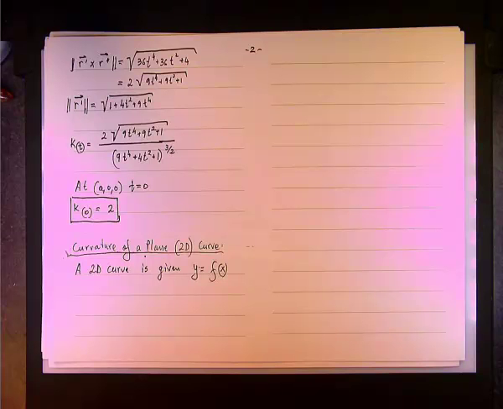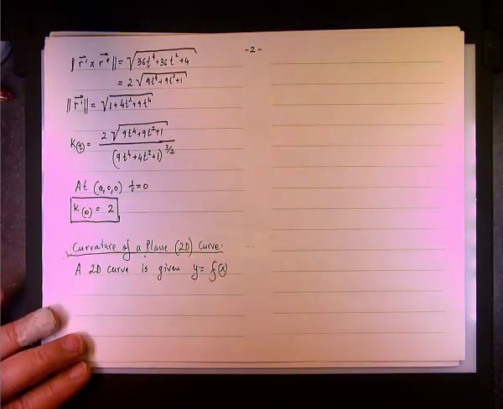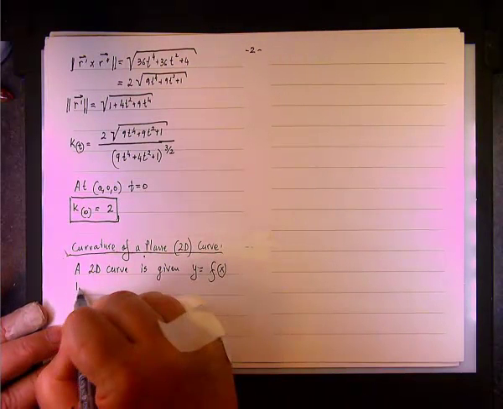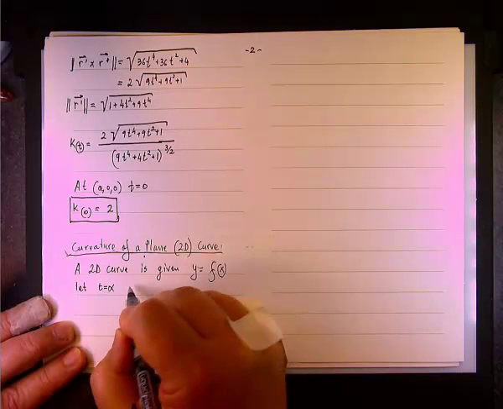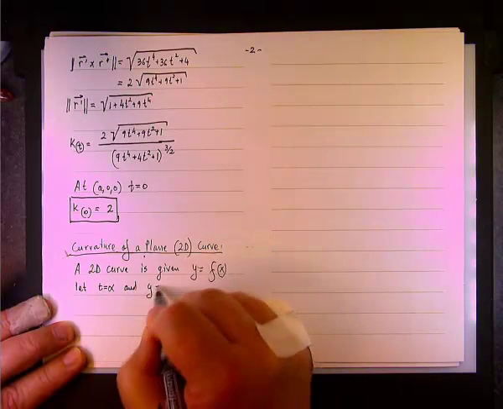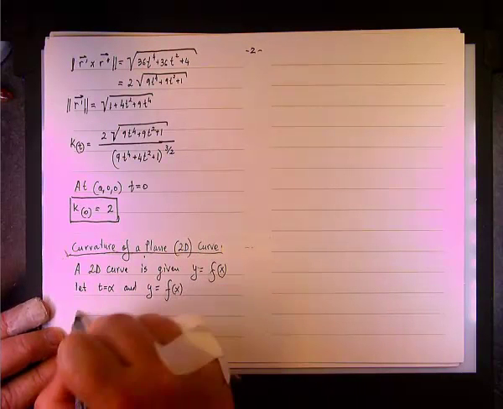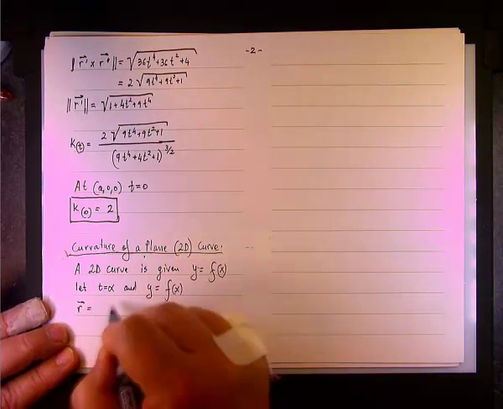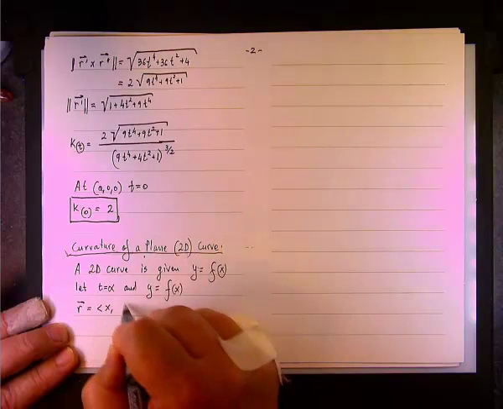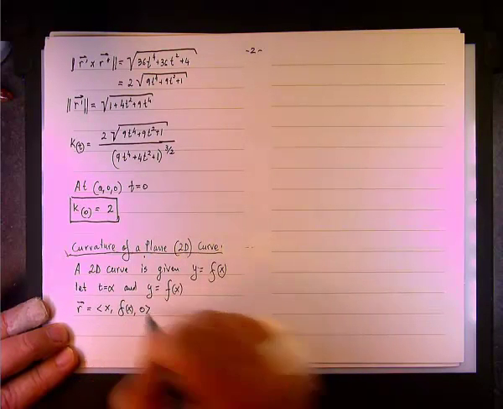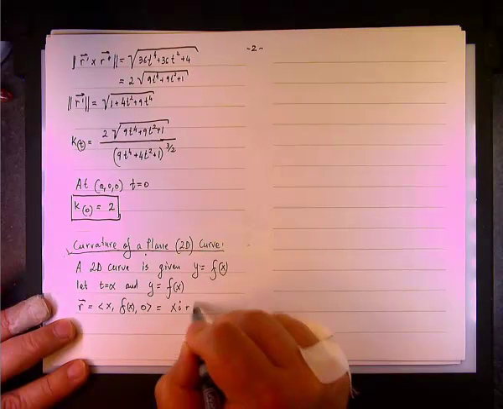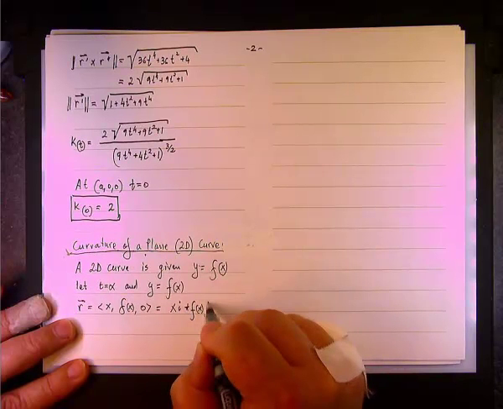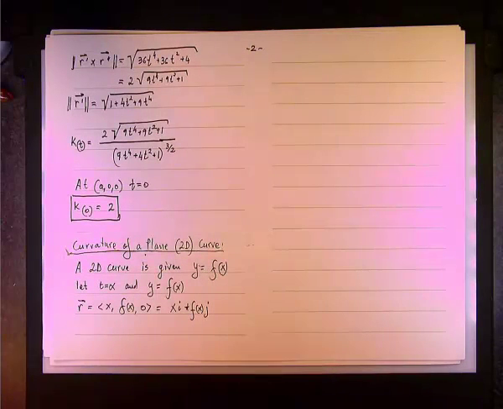This is what we call a real valued function, compared to a vector valued function. So if we want to write it in parametric form, we let t equal x, and we let y equal f of x. Then the vector r in two dimensions, we can write as the vector x, f of x, 0. Or you can write it as x in the i direction plus f of x in the j direction.